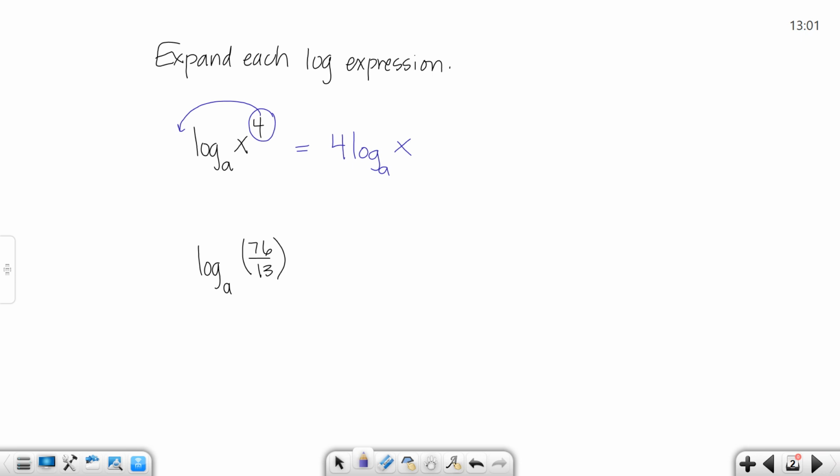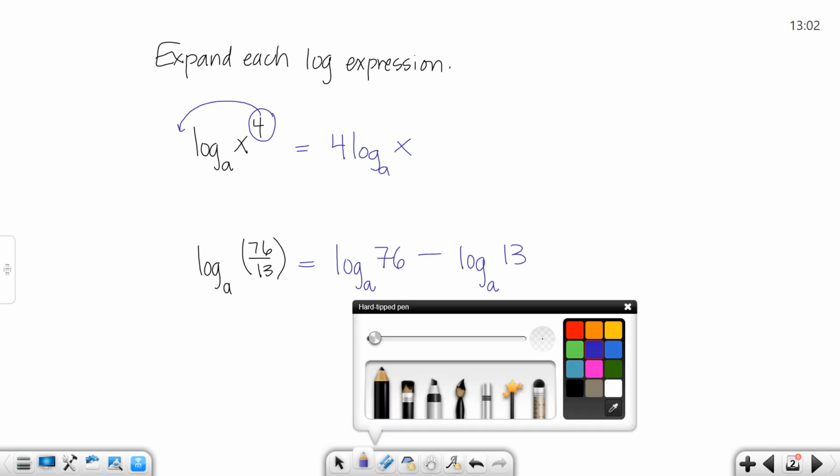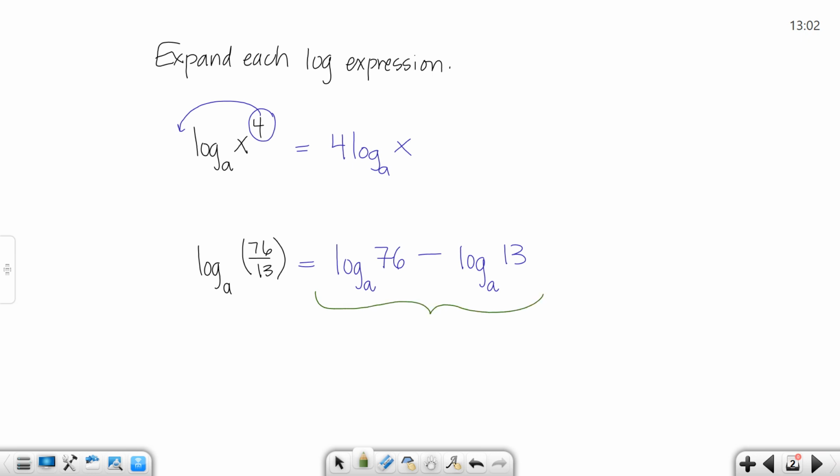Okay, let's look at the second one. With the second one, I see two terms. So I'm going to take a log base a with both terms. So it would be log base a of 76 and log base a of 13. Please notice that the a is by the g's tail. The rule says when you divide the terms, you subtract the logs. So this whole expression here is your answer. That's what I'm looking for. When you divide the terms, you subtract the logs.